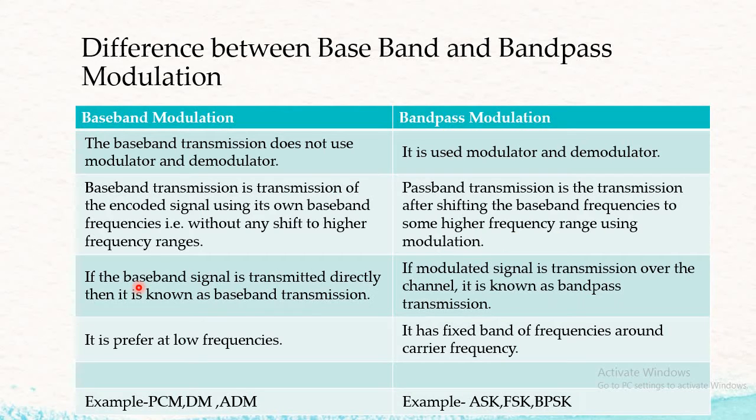If the baseband signal is transmitted directly, then it is known as baseband transmission. If a modulated signal is transmitted over a channel, it is known as bandpass transmission. Baseband is preferred at a lower frequency, bandpass is preferred at a higher frequency. The examples of baseband modulation are PCM, DM, ADM, which we have already discussed in unit number 4. Next are the bandpass modulation techniques, that is ASK, FSK, BPSK and so on, and this we are going to discuss in this unit.